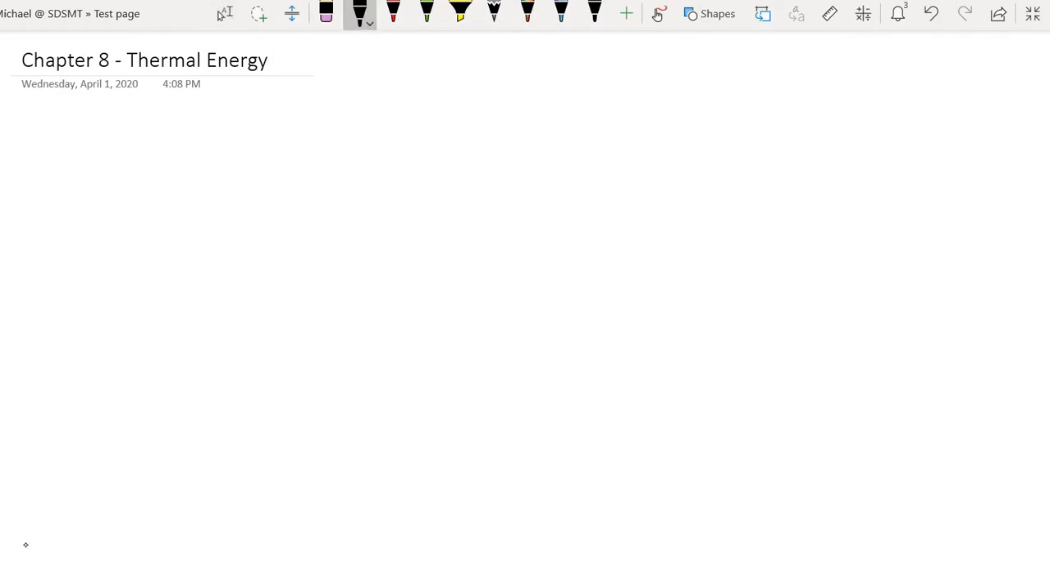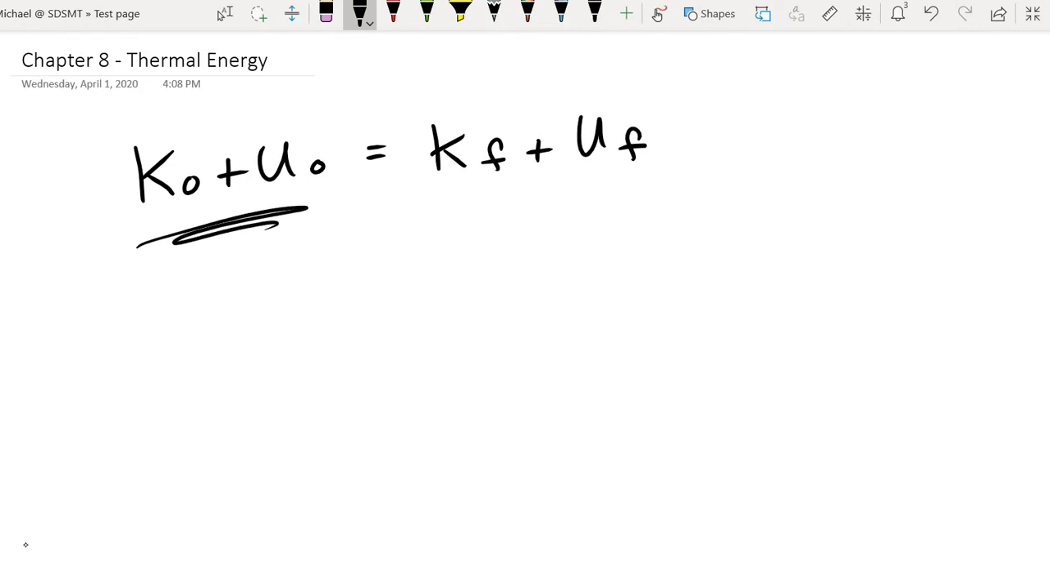And what we're going to do is, first of all, go back and look at the previous conservation of energy equation that we've been using, which says the energy that we start with has to equal the energy that we end with in the system. And that statement is not going to change. However, we are going to have to change the way that we keep track of the energy.